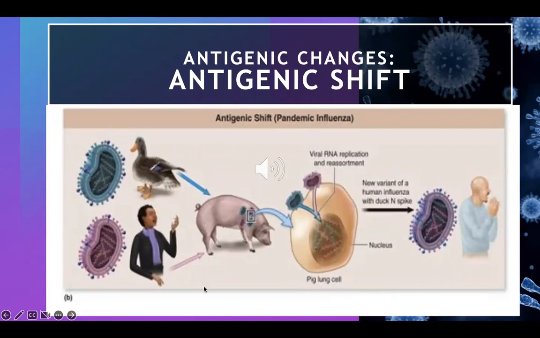Okay, so earlier we were talking about antigenic changes, right? So, what are these antigenic changes? Antigenic changes can be a shift or a drift. Antigenic changes are quite unique to the influenza virus. They're actually really remarkable because of the frequent antigenic changes that occur in their glycoproteins, the hemagglutinin and the neuraminidase.